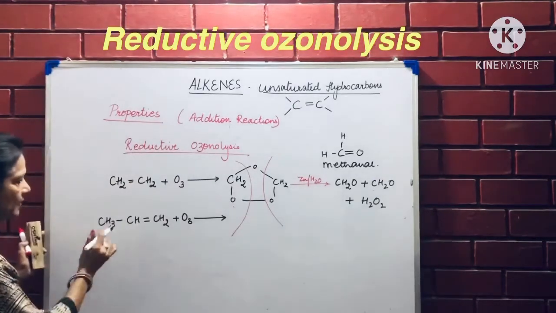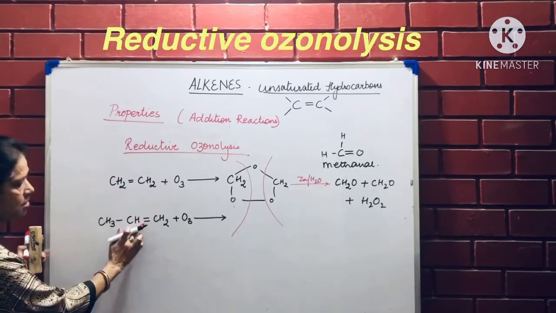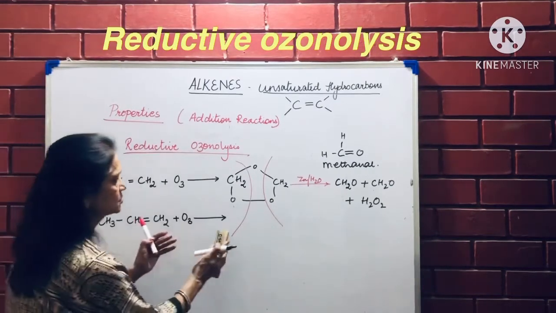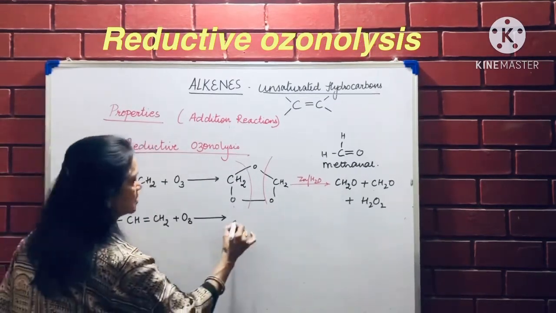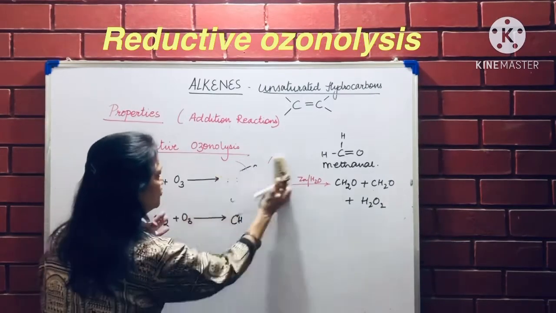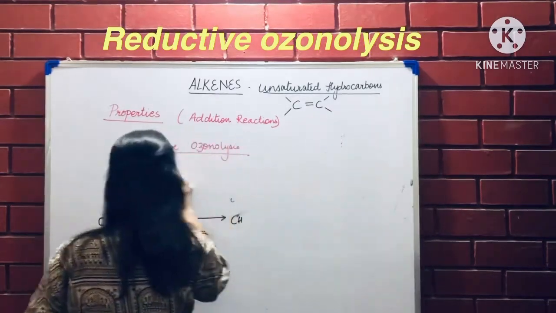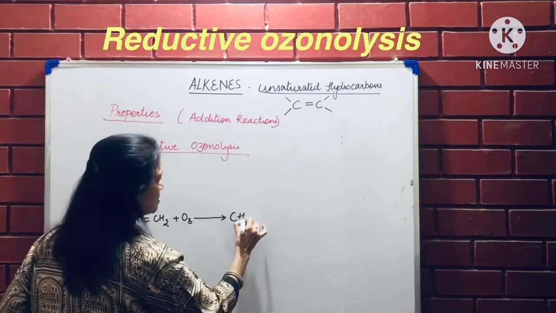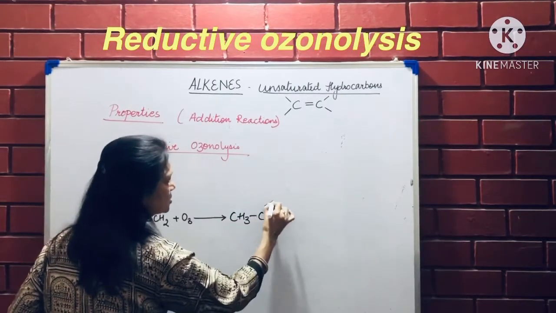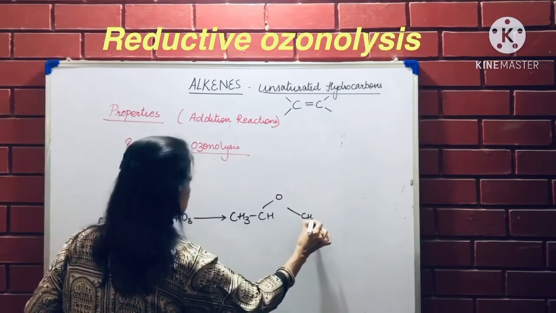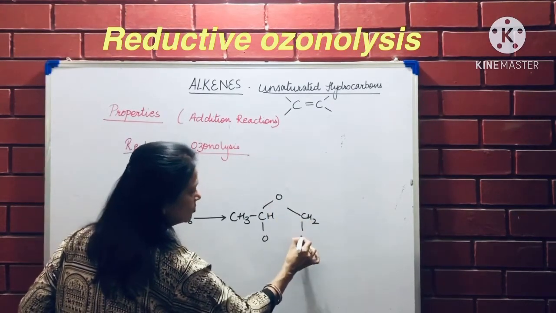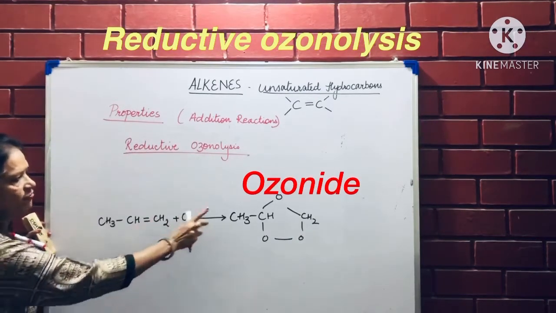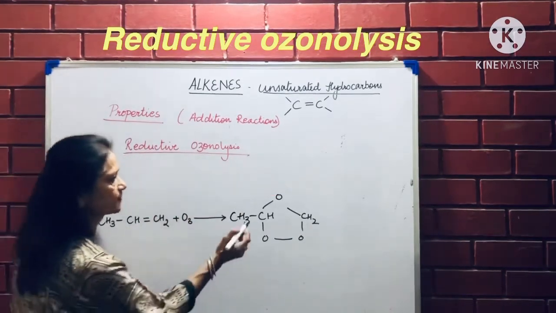Second compound. I'll remove this double bond and attach oxygen atoms at this point. So now my product becomes CH3CH, oxygen atom, CH2, oxygen atom, oxygen atom. So against these 2 carbon atoms, I have put 3 oxygen atoms.